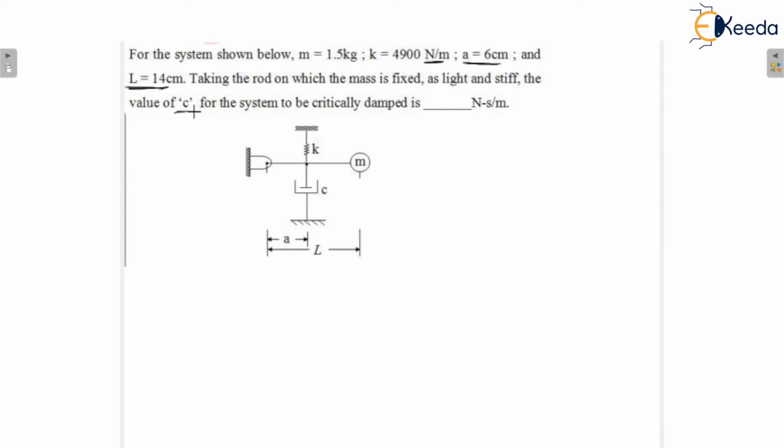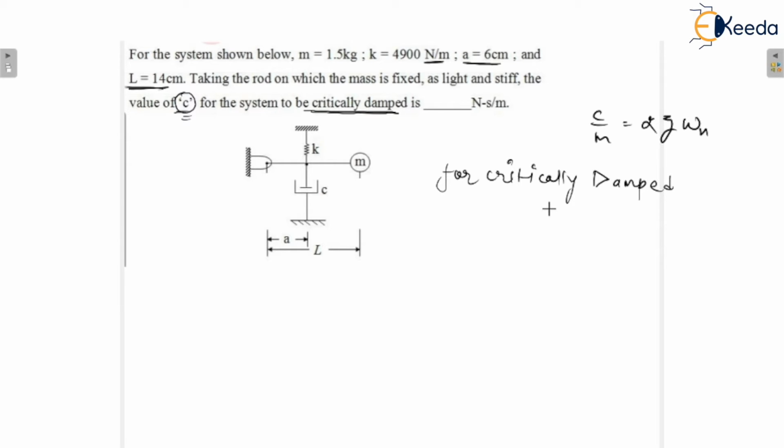So the value of C for the system to be critically damped, this is to be underlined. Critically damped is. Now we have to calculate the value of C. So we all know that C upon M is equal to 2 zeta omega n. Since the system is critically damped, what is the condition for the critically damped system? For the critically damped system, zeta is equal to 1.